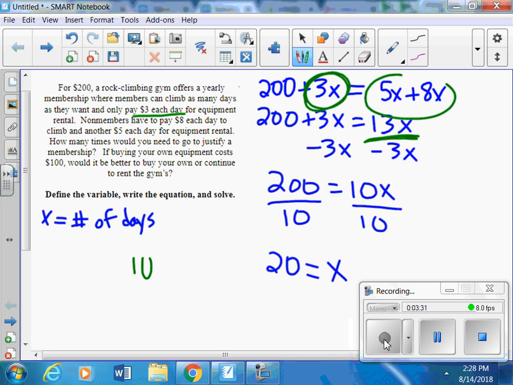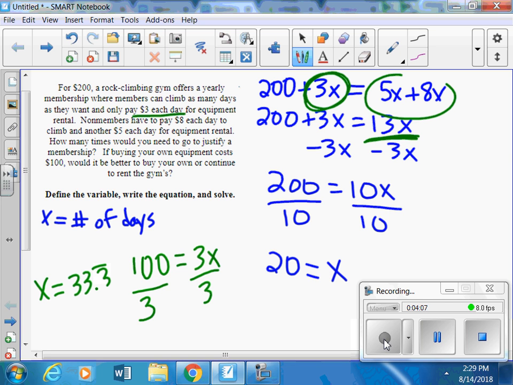So let's take 100, set that equal to 3x, divide by 3, x equals 33.3 repeating. So what that means is if you're going to climb at the gym for more than 33 days, it's worth it to buy your own equipment because you're only going to pay $100. If you don't purchase your own equipment and you go for 50 days, 50 times 3 is going to be $150. That's already more than the $100 you're going to spend.